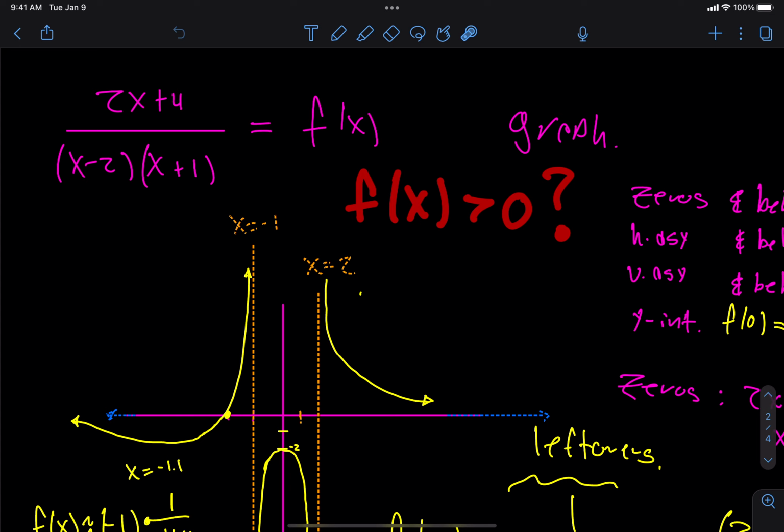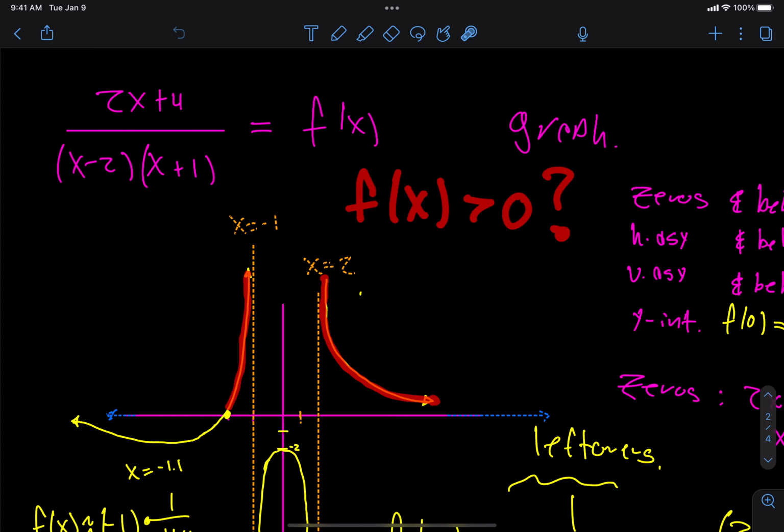If f of x is positive, so f of x is the function height, right? If the function height is positive, then we're above the x-axis, right? So f of x positive, where are the locations that cause f of x to be positive? They're here and here, yes? So what would the solution set be?